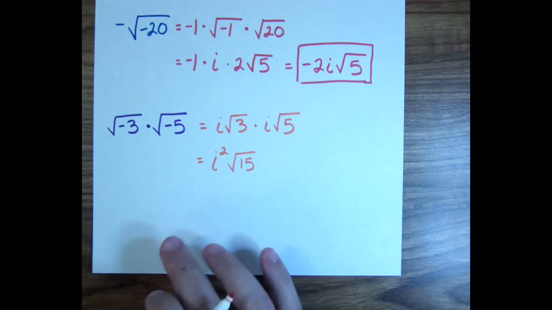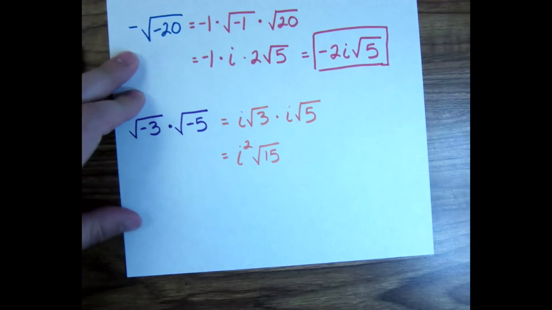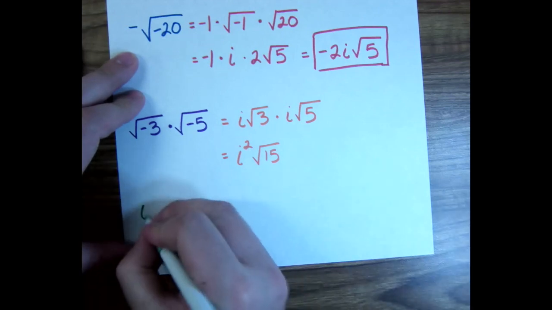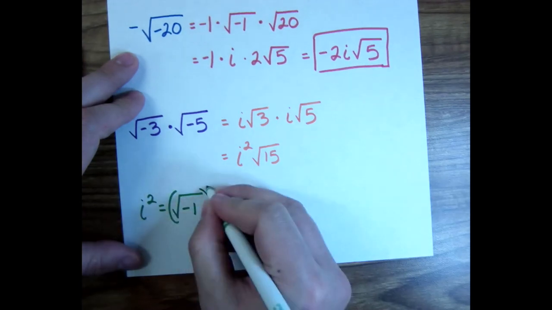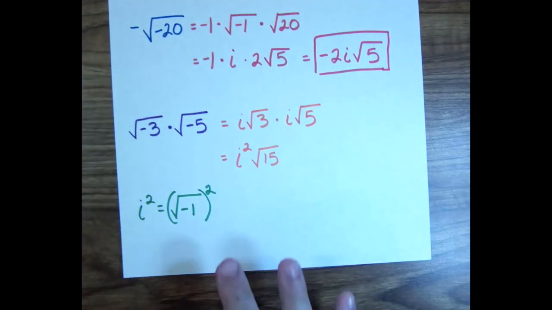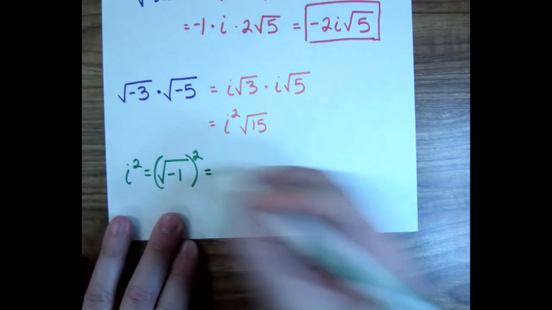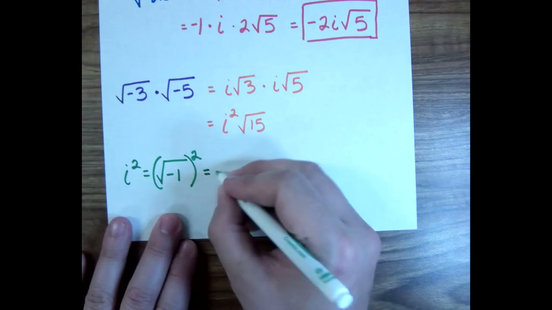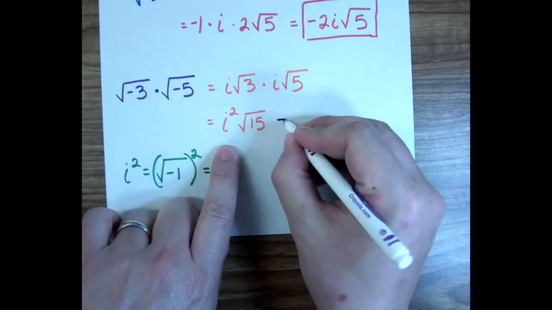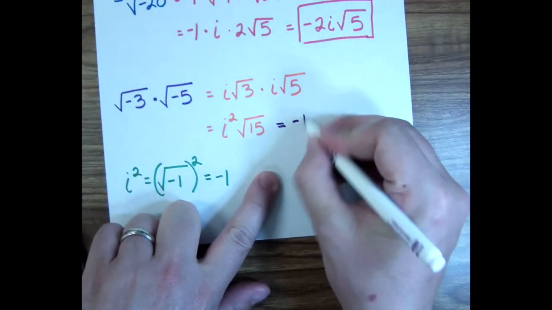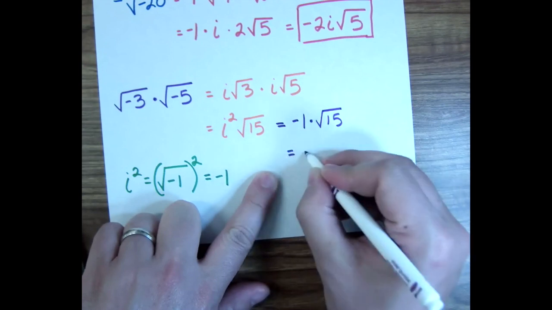I squared, like it's a real number. Because I squared is the square root of -1 squared. And what happens when you square something that has been square rooted? They cancel out and it's -1. So I squared times the square root of 15 is -1 times the square root of 15, or negative square root of 15.